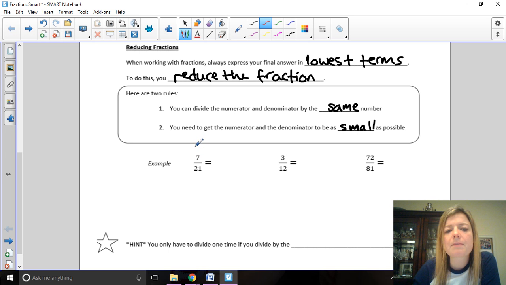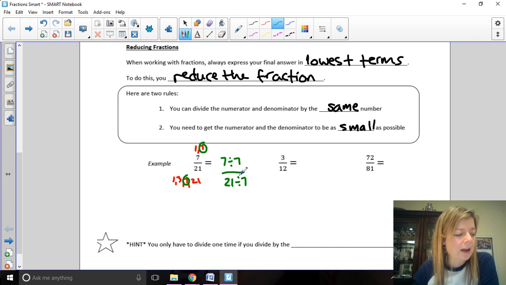So 7 can be divided by 1 and 7. And 21 can be divided by 1, 3, 7, and 21. So they can both be divided by 7. Okay? So that means we want to divide the top and the bottom both by 7. So we get 7 divided by 7 over 21 divided by 7. We're allowed to do this because we're doing the same thing to the top and the bottom. So that gives us 1. 7 divided by 7 is 1 over 3. 21 divided by 7 is 3.